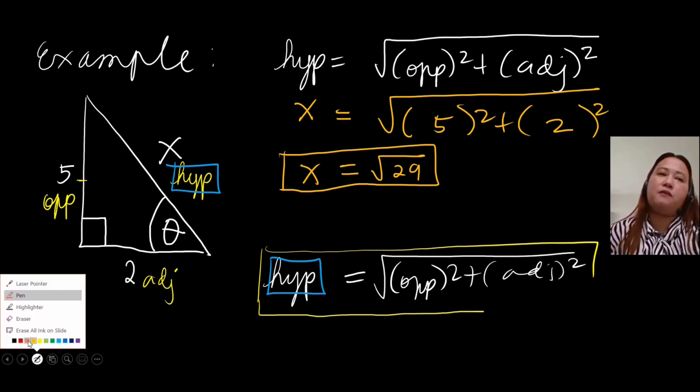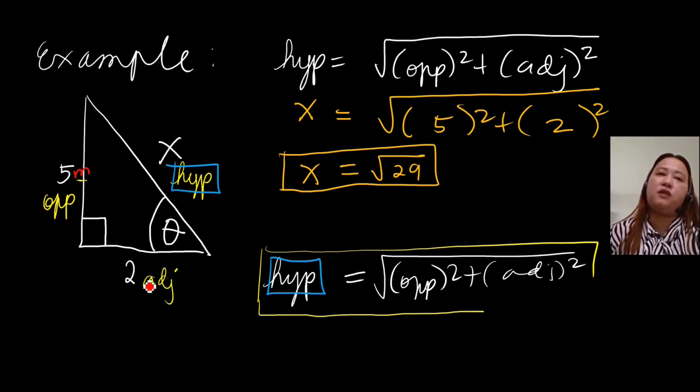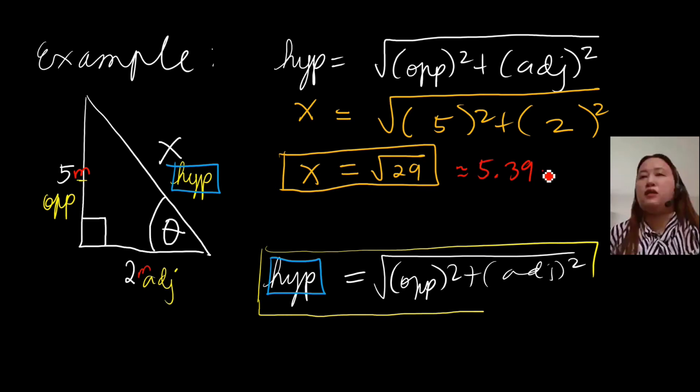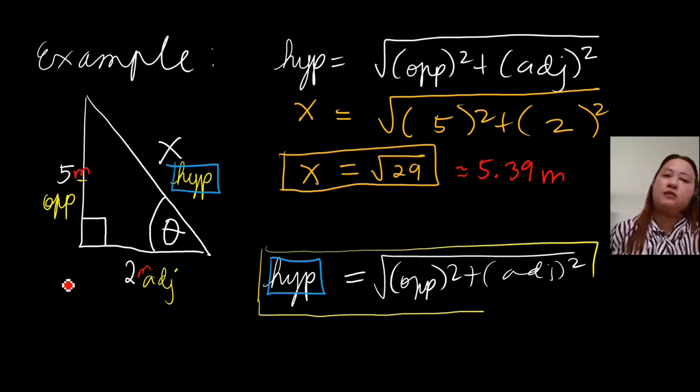If ever in the problem there's a given unit, say this is 5 meters and this is 2 meters, your answer should have the unit also. So if it is in meters, you can convert it. With your calculator, square root of 29 is 5.39. So this is also the same, 5.39. Then you include the unit, okay? That is if there's a unit. If there's no unit, your answer in radical or fraction is okay. Okay. Next.